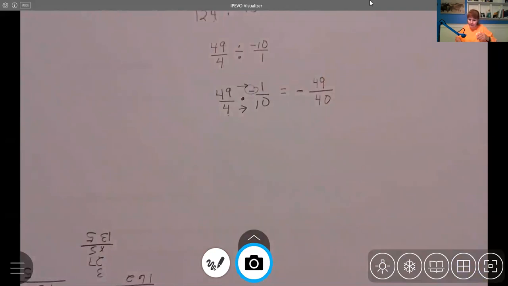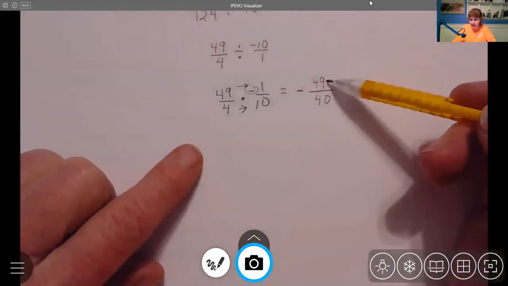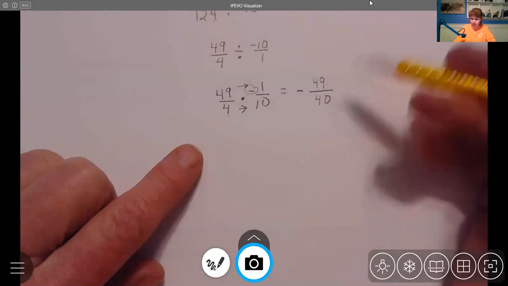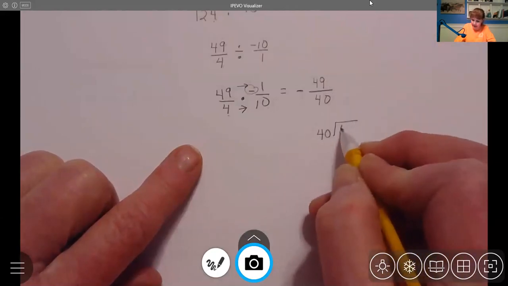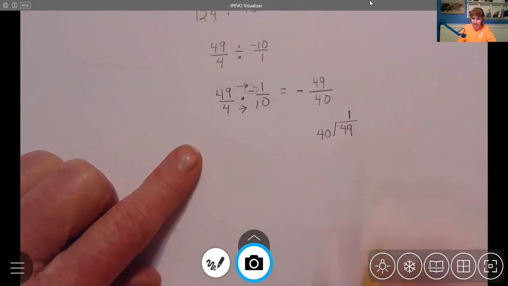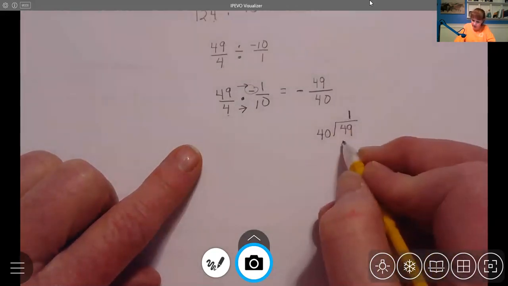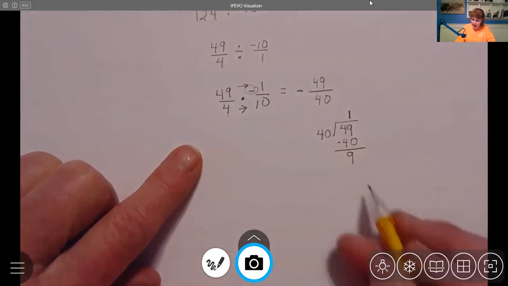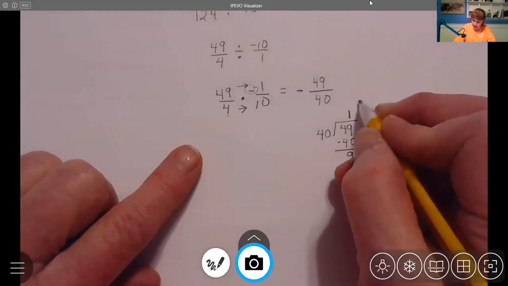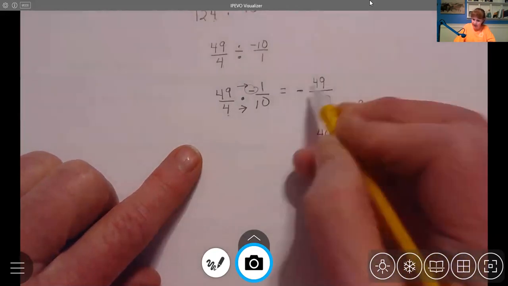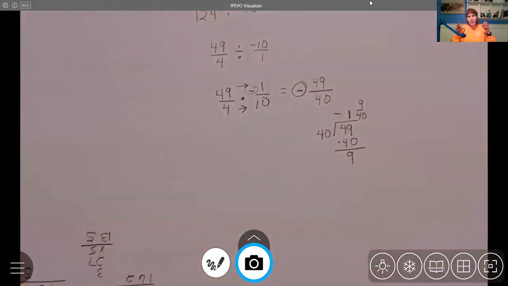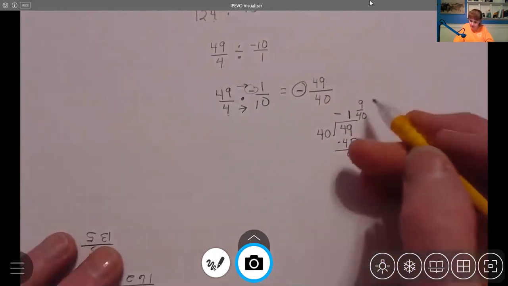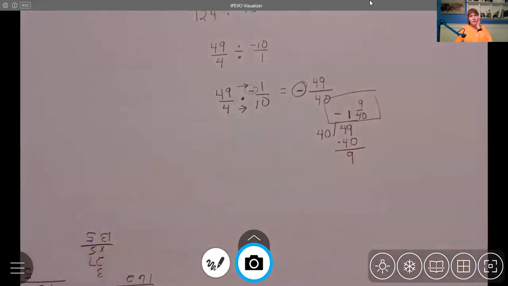Now, once again, this is considered improper. I've got this number, which is larger. So 40 into 49 goes once. 1 times 40 is 40. This one wasn't so bad. So 1 9/40. But I do have that negative. I just really want to caution you guys that you put that negative in there, especially on a test. You don't want to go through all those problems and then just forget a negative. So a -1 9/40.